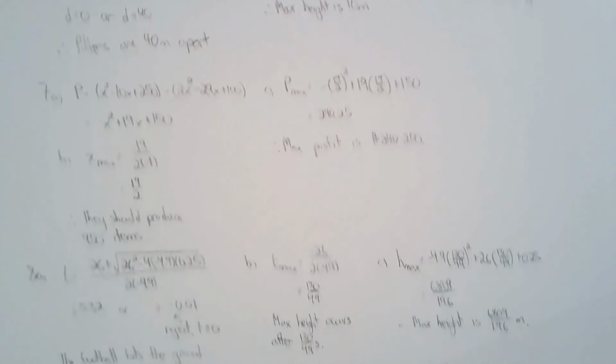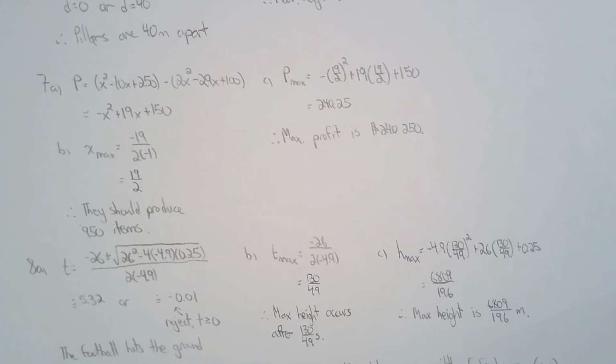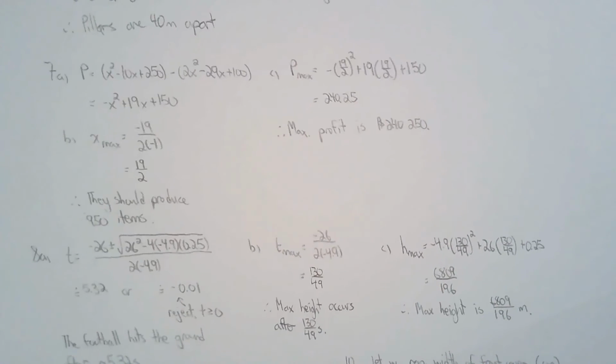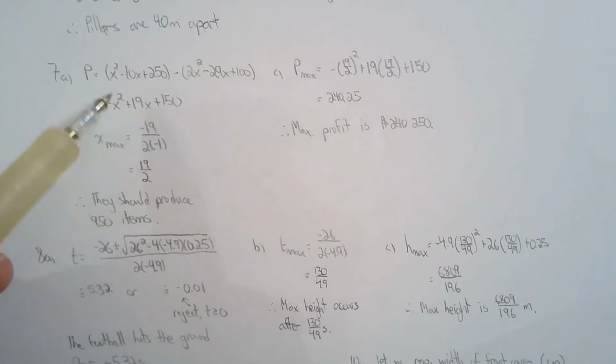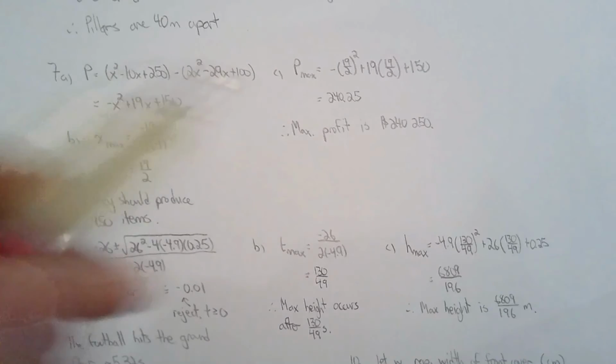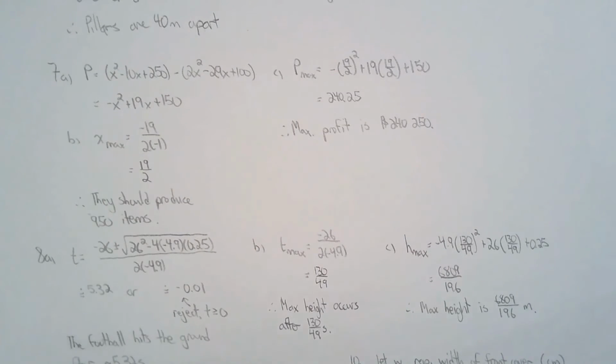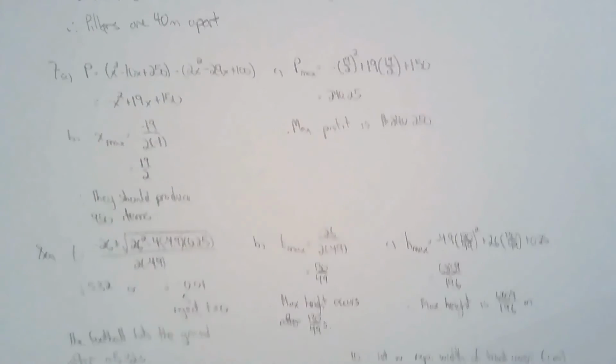For question 7, you have 2 models. You have the cost and the revenue model. So you can take revenue minus cost, and that'll give you the profit function, or the profit model. And then basically you want to treat it like a max-min question. How many items should be produced to maximize the profit? And then you actually calculate the max profit. If you don't like this method, you can complete the square.